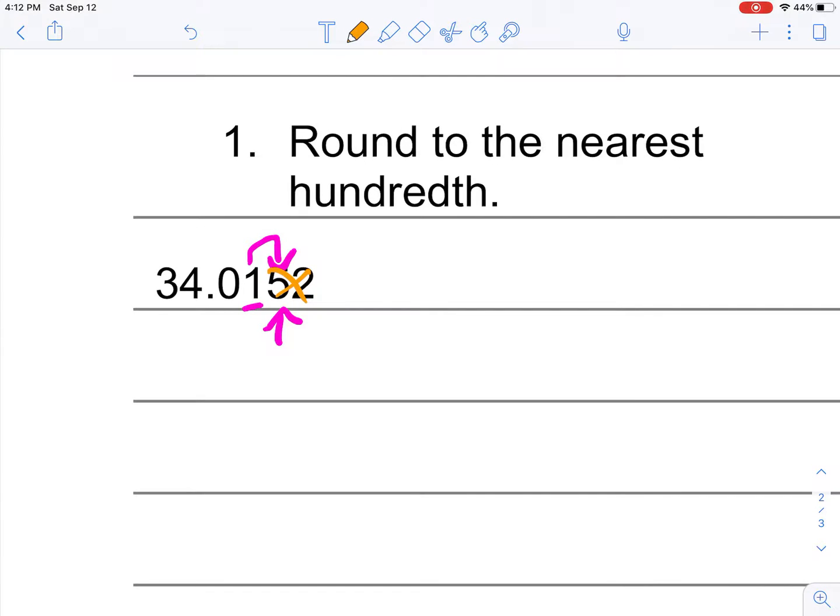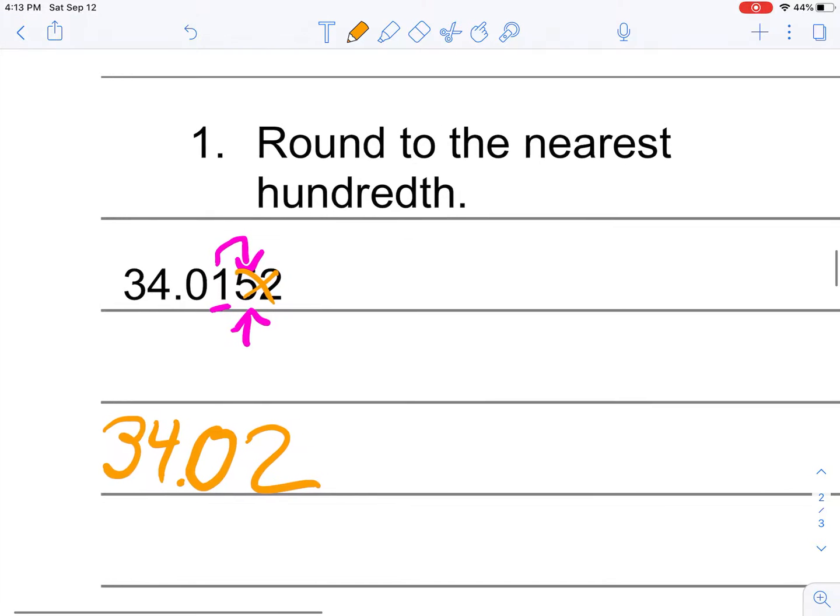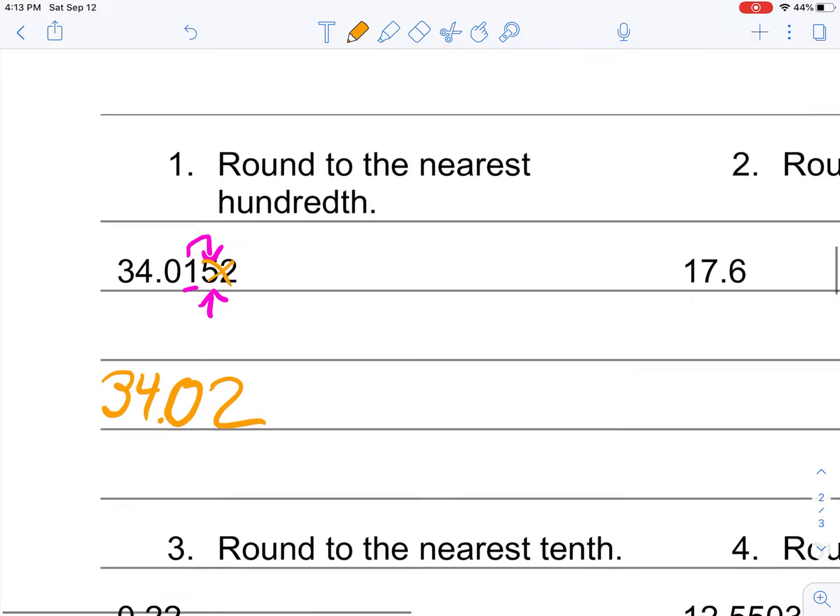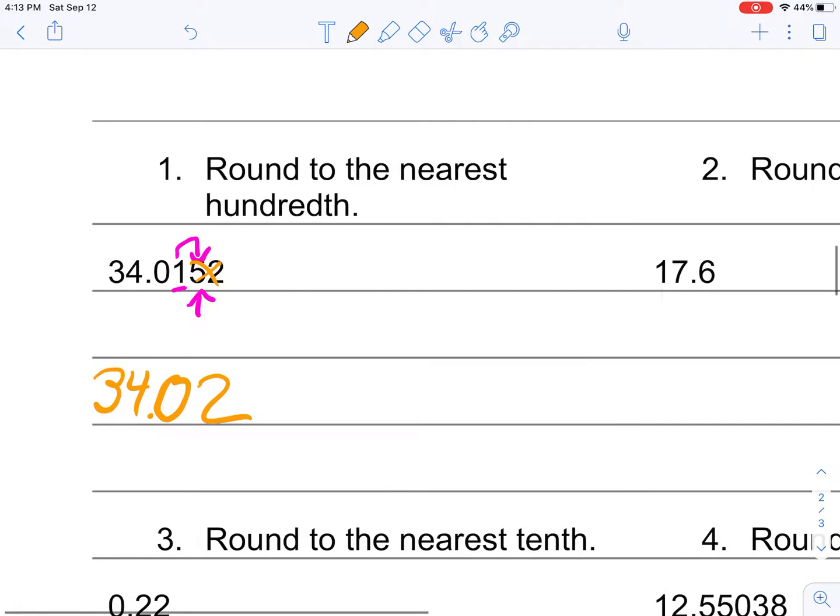That means that my new number is going to be 34.0. And because 5 rounds up, my 1 actually turns into a 2. So rounding to the nearest hundredth, 34.0152 becomes 34.02.